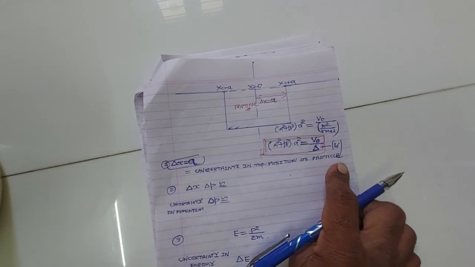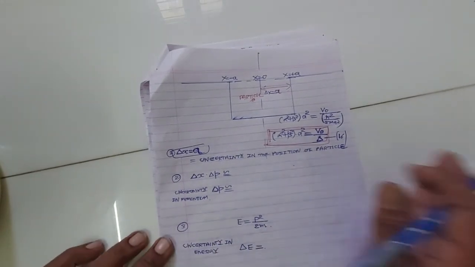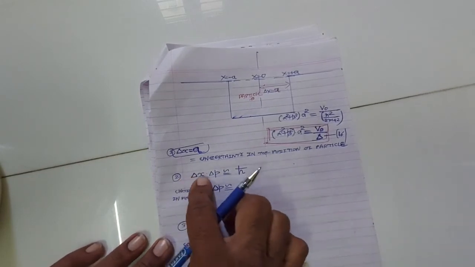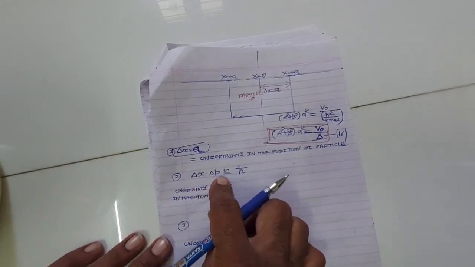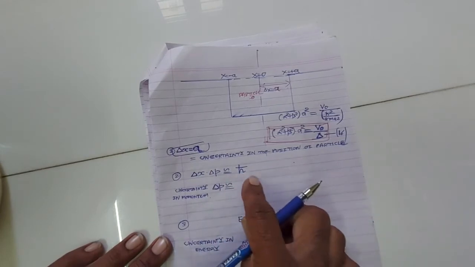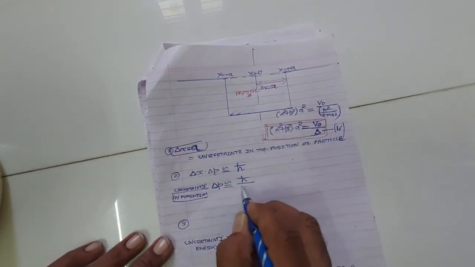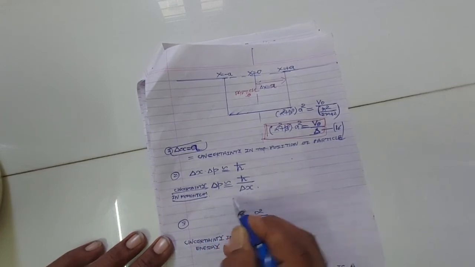Now you know the uncertainty relation, the Heisenberg uncertainty relation. Delta x into delta p is of the order of h cross. Delta x is the uncertainty in position and delta p is the uncertainty in momentum. It is of the order of h cross. So the uncertainty in momentum, delta p, is equal to h cross upon delta x. Right?